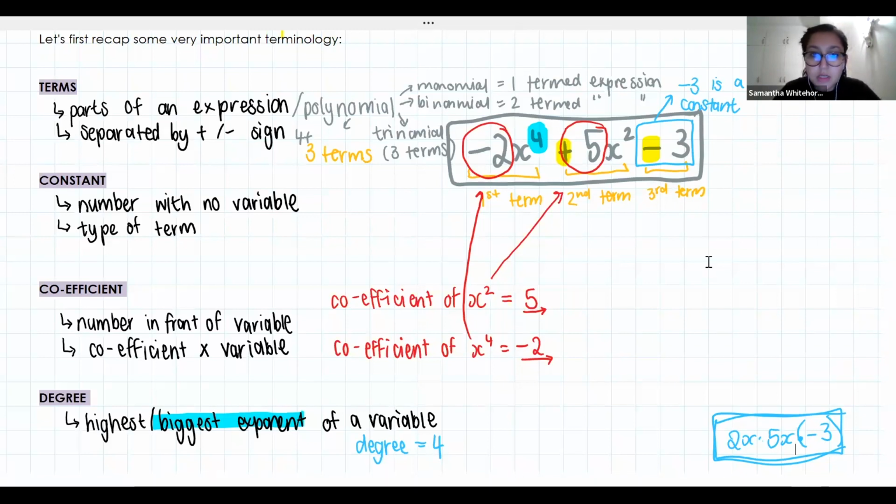Right, I'm hoping you've all got your screenshots. I have explained degrees, so it's the highest exponent of the variable. The biggest exponent here is 4, so that's the degree.